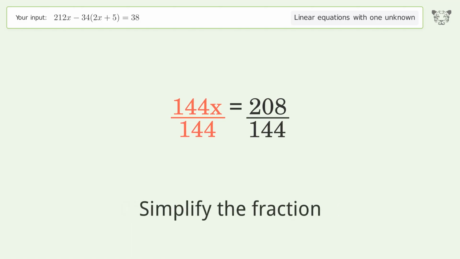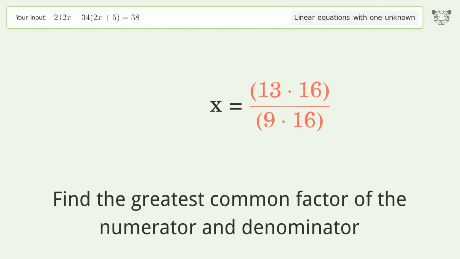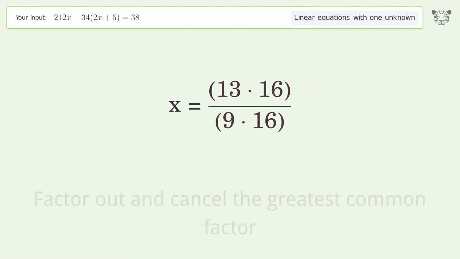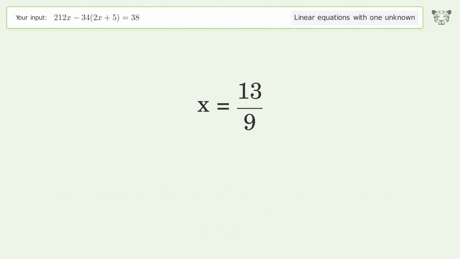Simplify the fraction. Find the greatest common factor of the numerator and denominator. Factor out and cancel the greatest common factor. And so the final result is x equals 13/9.